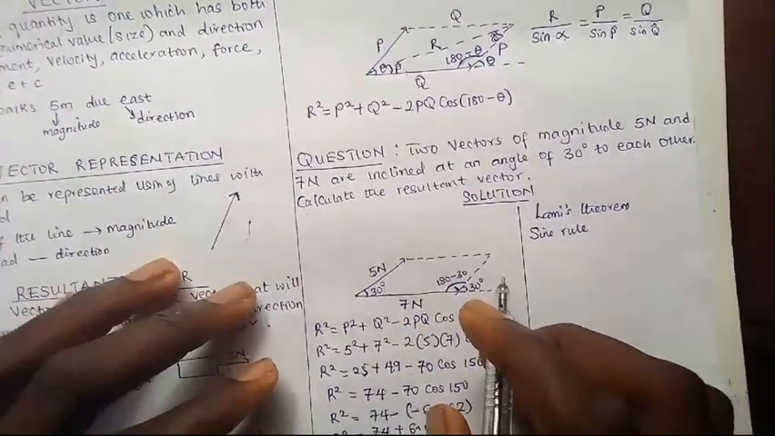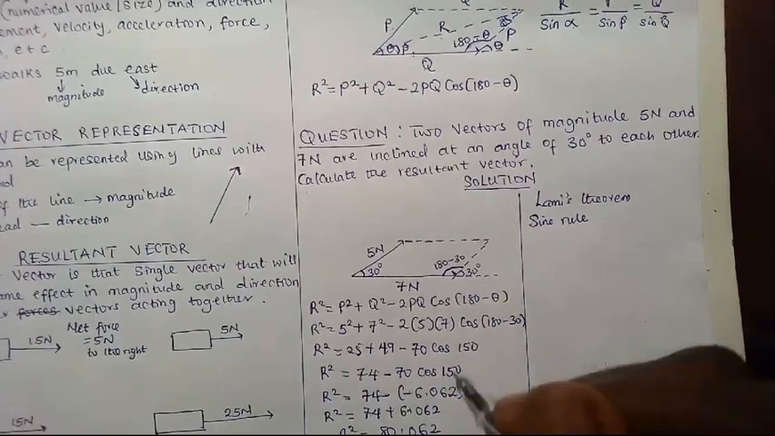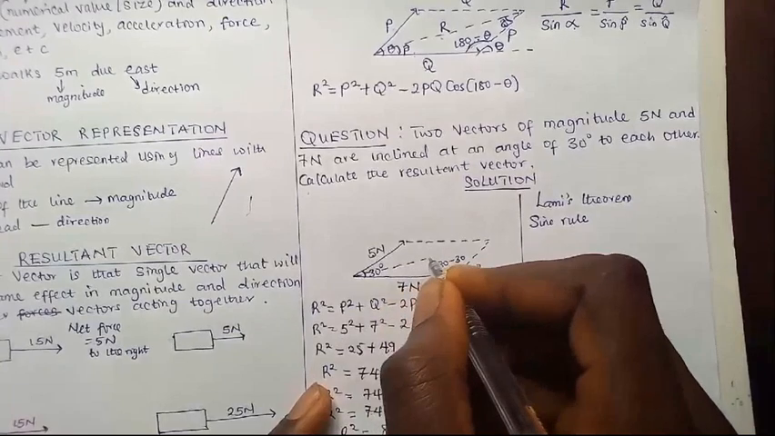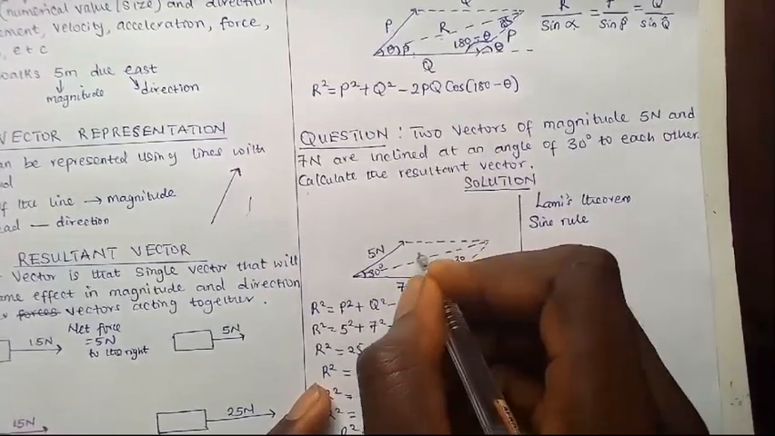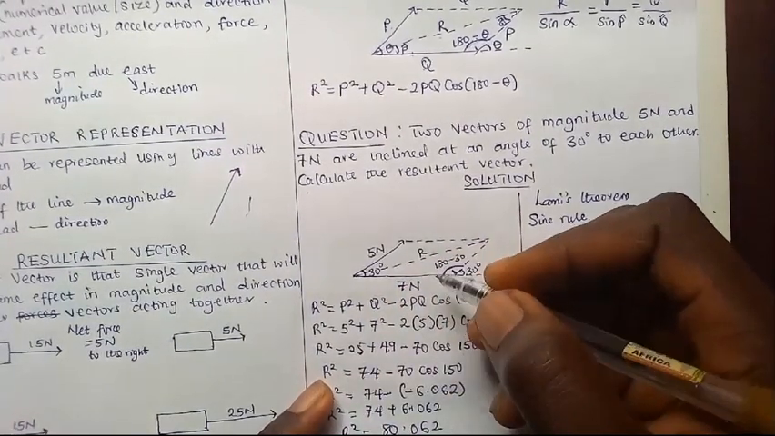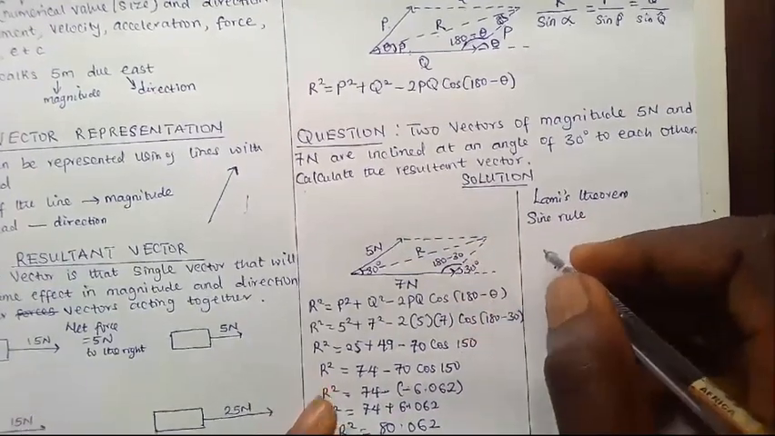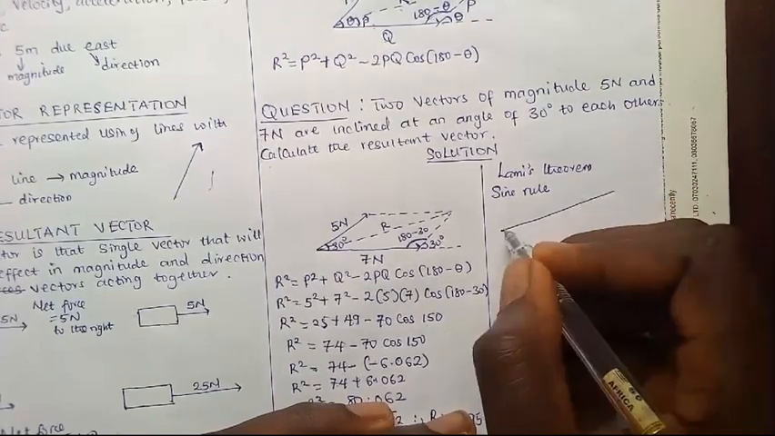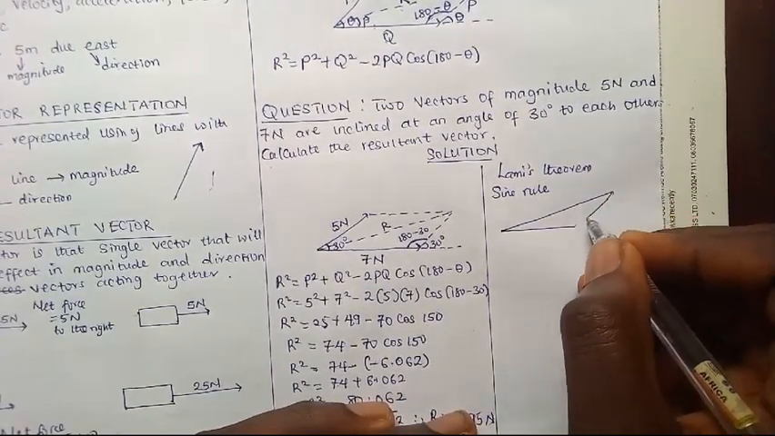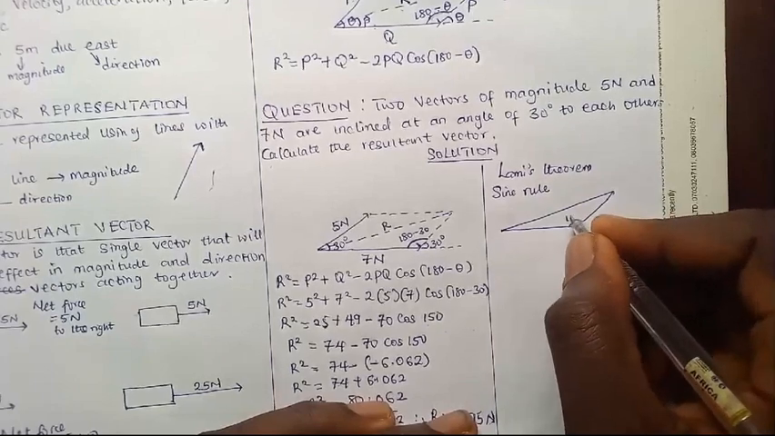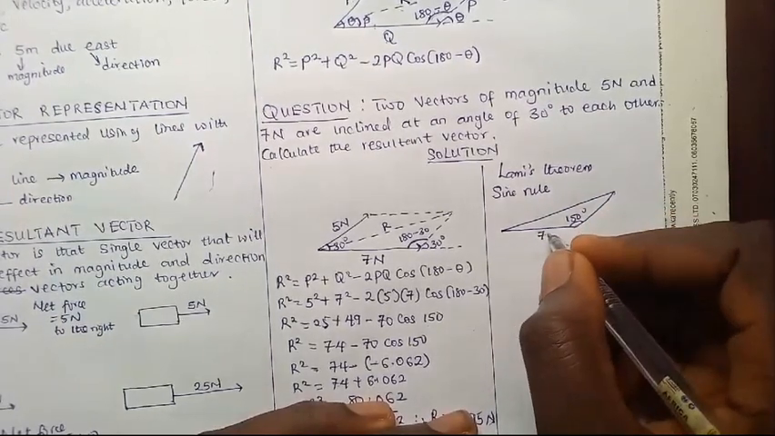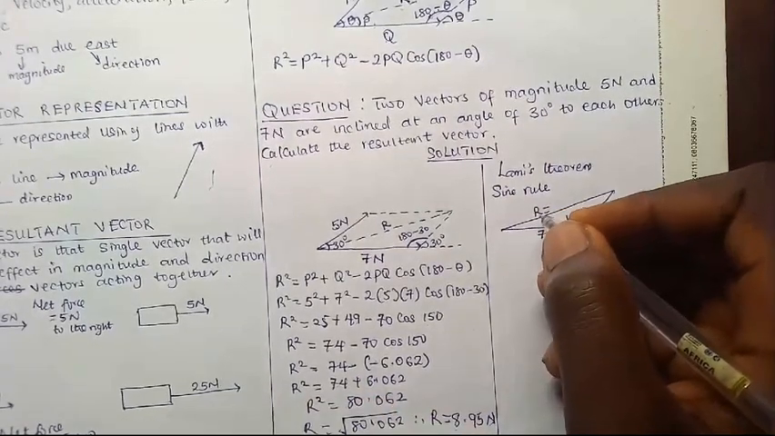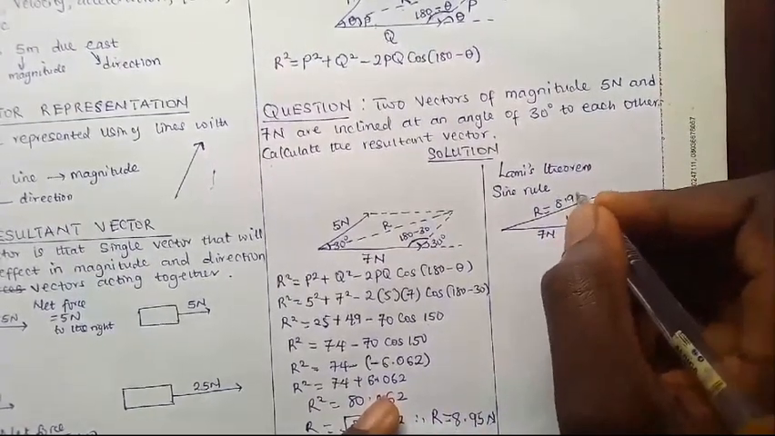So let's see how we're going to apply it here. So we have that the resultant is this, the resultant r. So if I break this parallelogram apart, we'll have an obtuse triangle like this, something looking like this, and here is 150 degrees, here is 7 Newton, 5 Newton, and here is the resultant, which is 8.95 Newton.